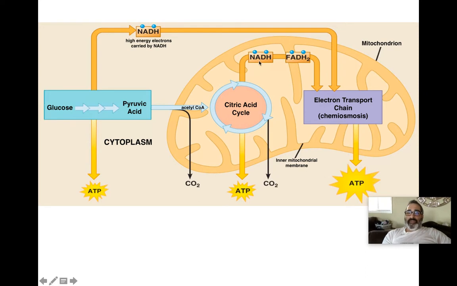These NADHs and FADH2s enter the electron transport chain, and they go through a process called chemiosmosis. They release these hydrogens and electrons during the electron transport chain, and this helps create 34 more ATP. So 2 ATP, 2 ATP, 34 ATP for a total of 38 ATP. Glycolysis took place in the cytoplasm. Most of the rest took place inside of the mitochondria. This is aerobic respiration.